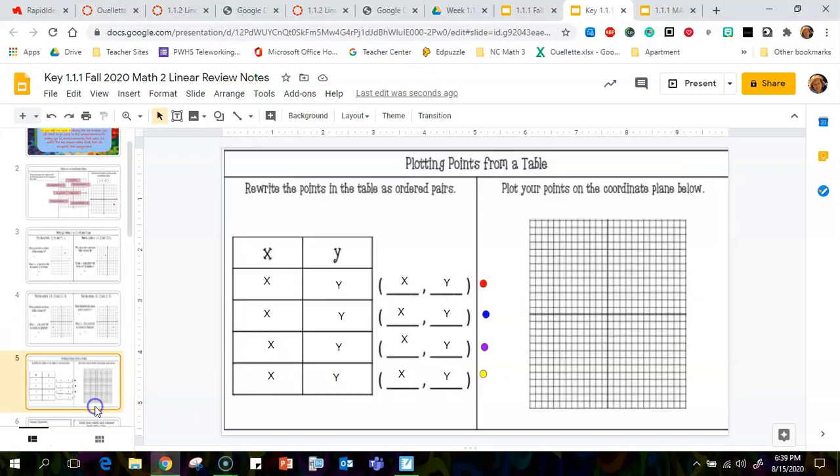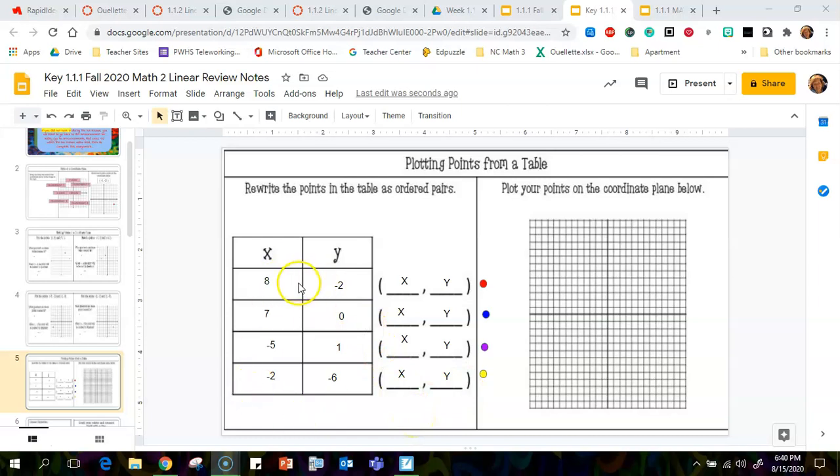Okay, so go ahead and click on the next slide, and I'm going to pause mine and fill these in, and then I'm going to let you do the same. Okay, so you can see what I did. I filled in this table. Sometimes we're given a table, and these are the same as ordered pairs. So pause your video and fill in your table, and then come back and we'll fill in the ordered pairs together.